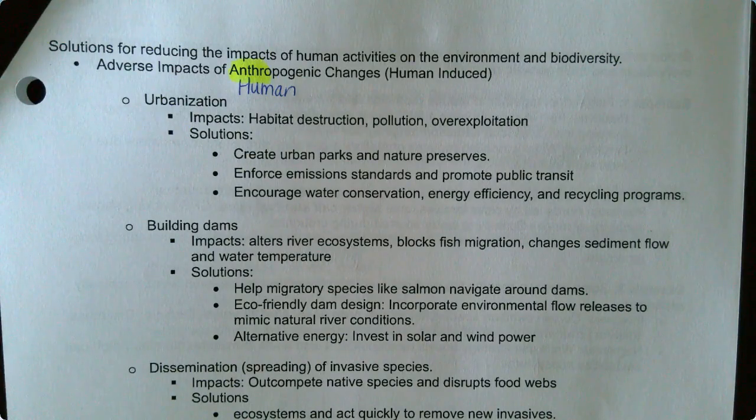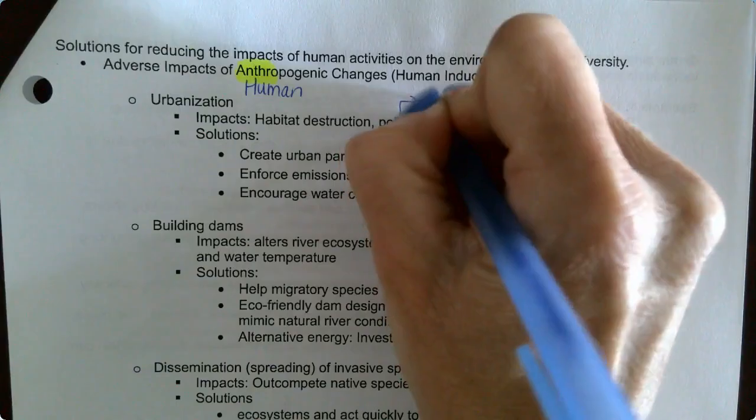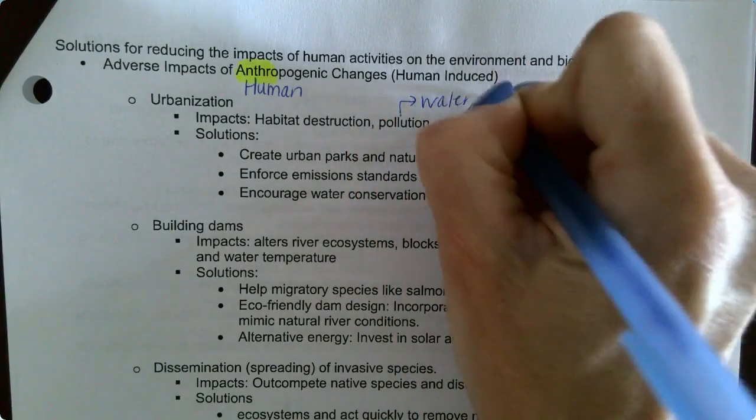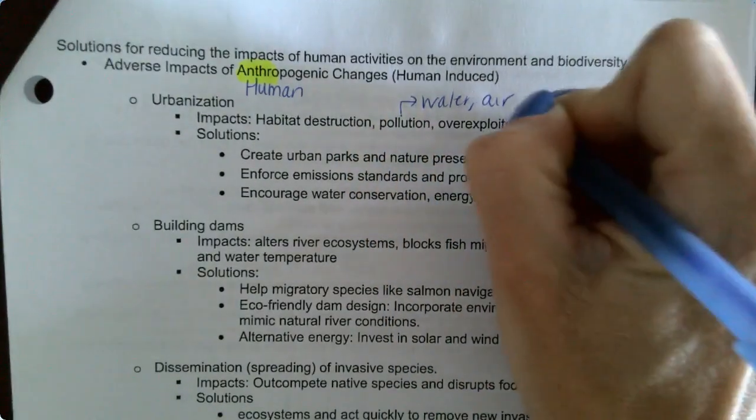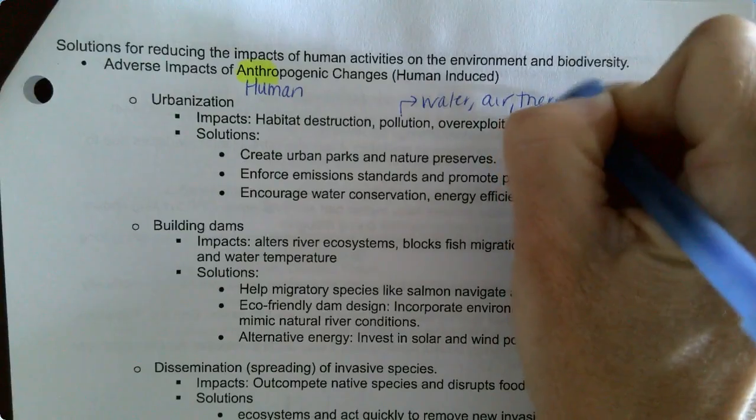First up, we have urbanization. Urbanization is looking at the fact that we're building more. That could be we're building more houses, we're building more factories, we're building more commercial space, whether that be a grocery store, a Target, buildings. We have habitat destruction, pollution. Pollution can include water pollution, air pollution, and it also can include thermal pollution.